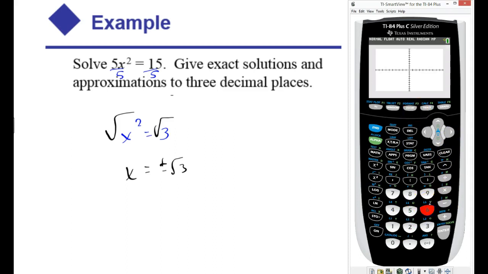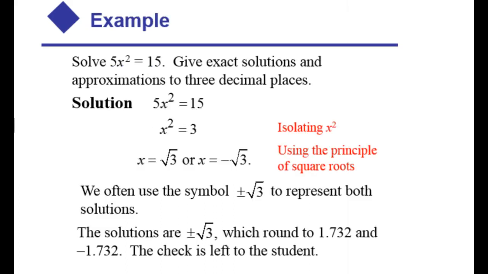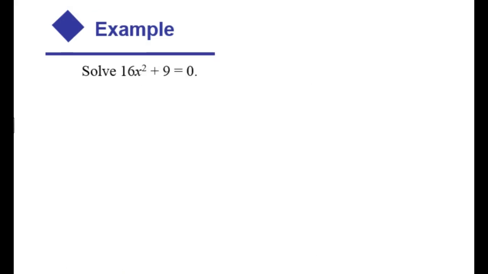And then to check my answer, I'm just going to hit trace the square root of 3. And I'll press enter, and sure enough, that's a 0. I can look at the y value and see that that's a 0. And here's the author's solution. If you wanted to change that into decimal form, we certainly could as well.